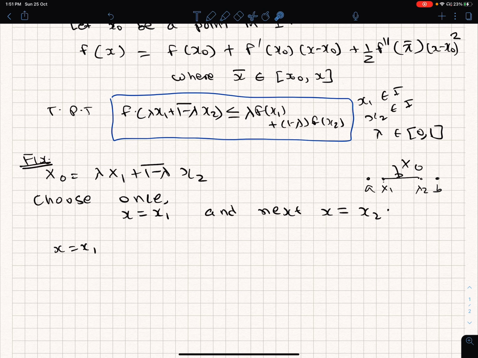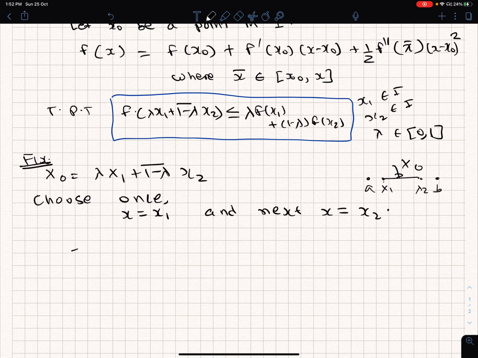Even before doing that, let me do some simplification first. So f double dash is greater than or equal to 0. X minus x naught whole square is also greater than or equal to 0. Half is also greater than or equal to 0. So this term here is always greater than or equal to 0. So that has to be added to f of x naught plus this to obtain this f of x.